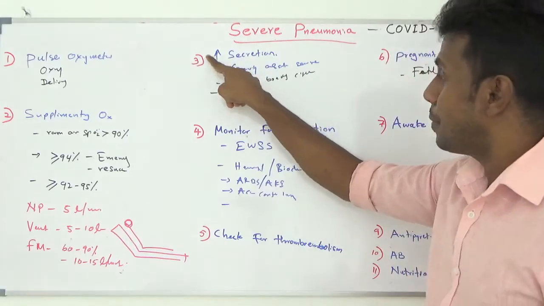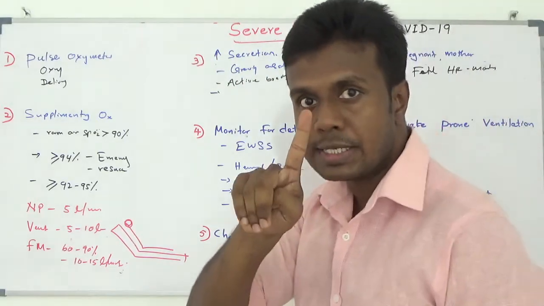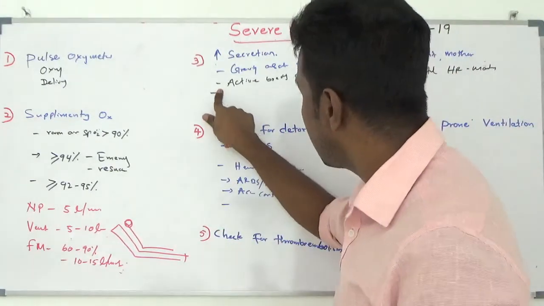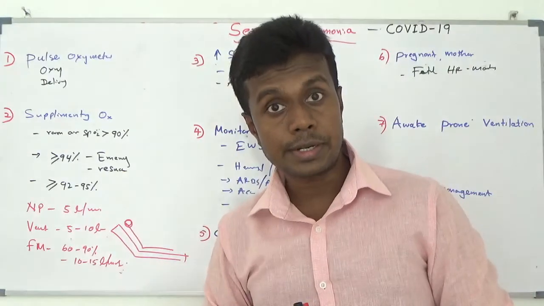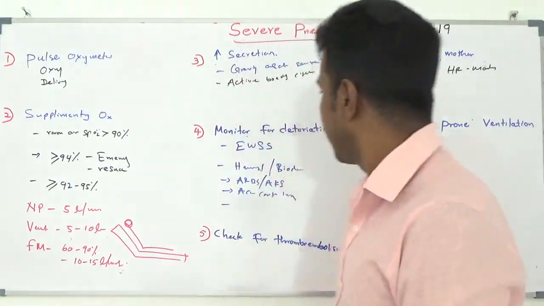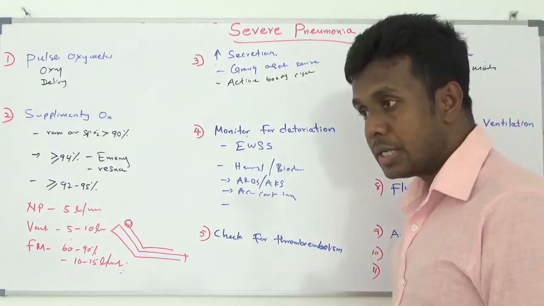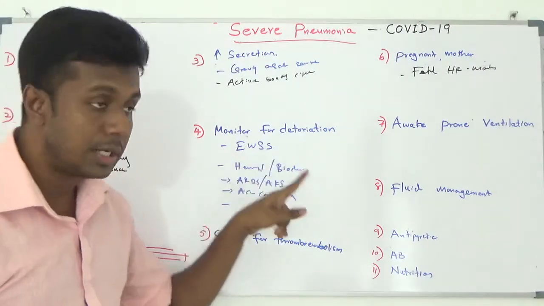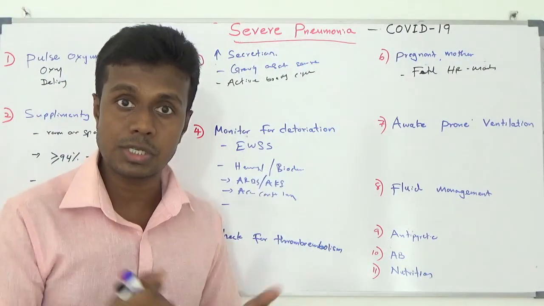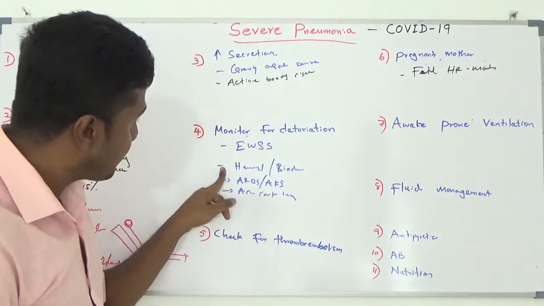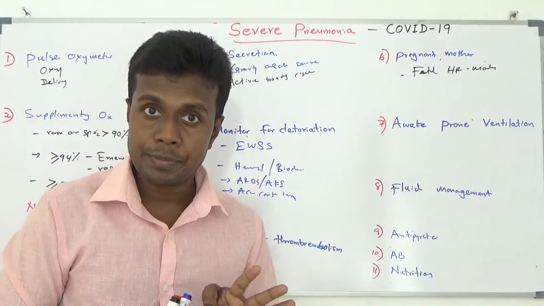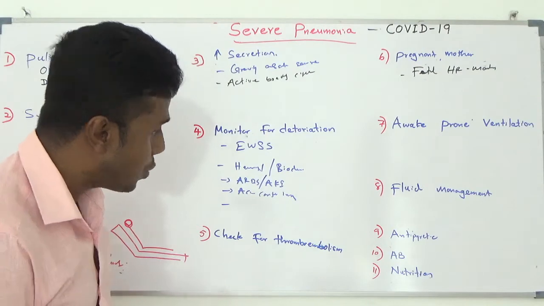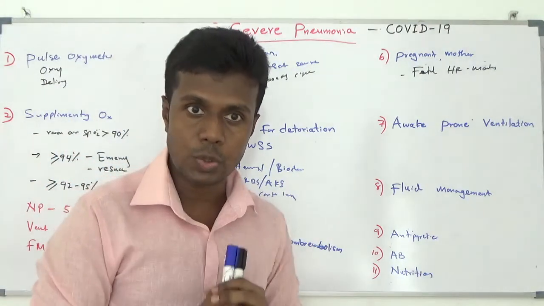Then if you find a patient with high secretions, try gravity assisted secretion clearance. You have to teach your patient the active breathing cycle. In addition, if you put on CPAP, consider that it might deteriorate your patient. Number 4, monitor for signs of deterioration. This patient can rapidly go into a critical stage. In that case, you have to monitor the patient using an early warning score system. Whatever the scoring system, you can create your own. And look at hematological and biochemical parameters for deterioration. Look for features of ARDS, AKI or acute cardiac injury, and manage accordingly.